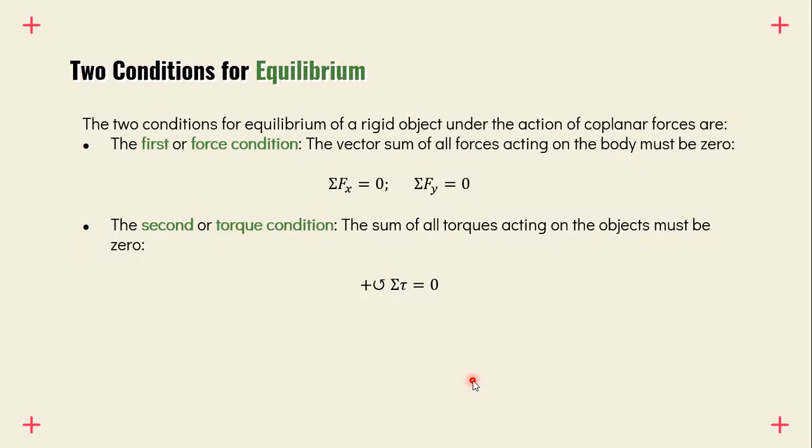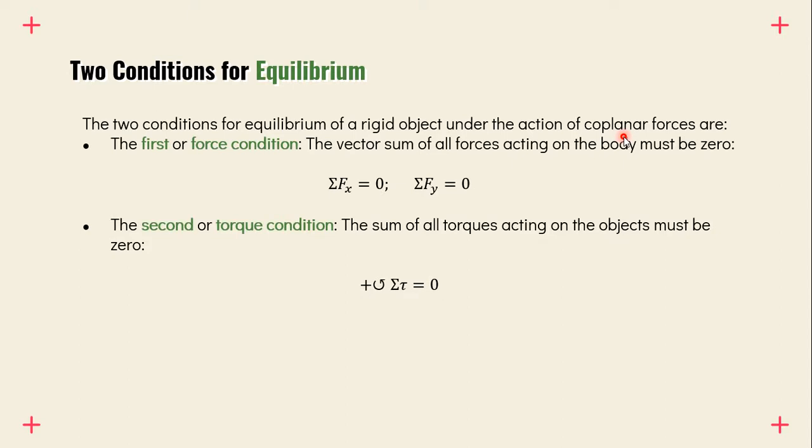So let's proceed. Where is torque useful? Torque is useful in determining the equilibrium of a system. If we can remember our past lesson, I think it's the lesson on kinematics about equilibrium. Equilibrium is the state of having balance. There are two conditions for equilibrium for a rigid object under the action of coplanar forces. Coplanar forces means forces that act on the same plane.